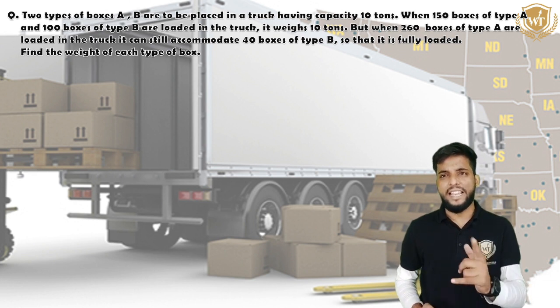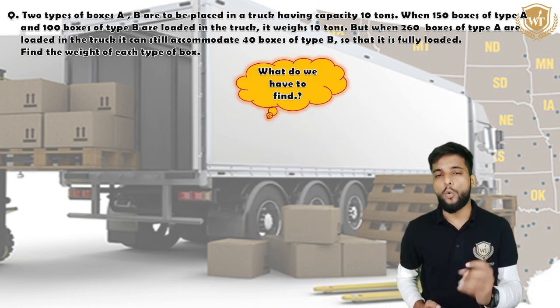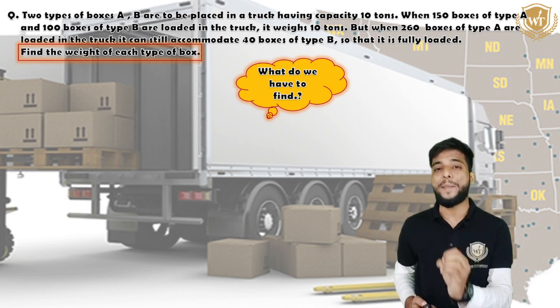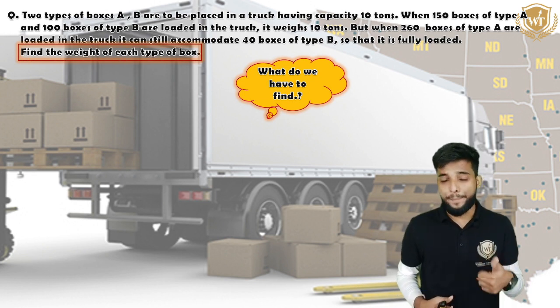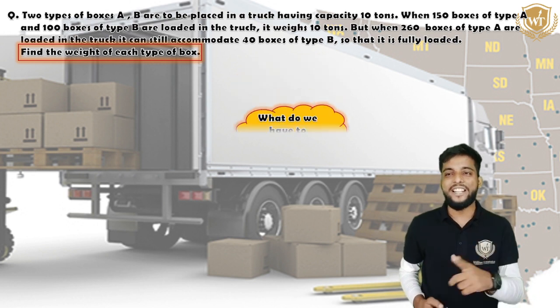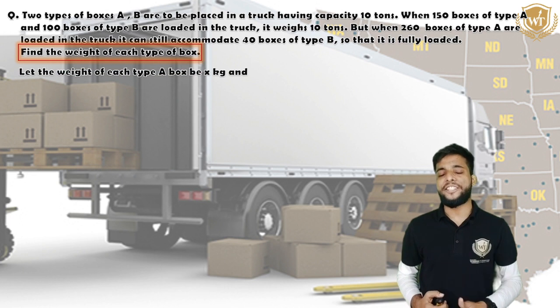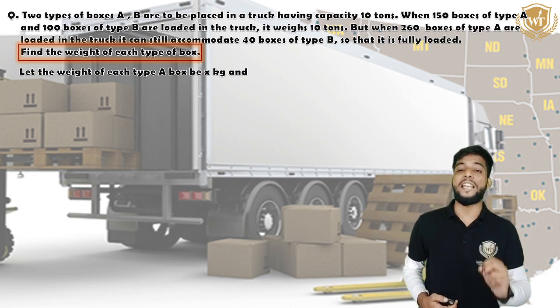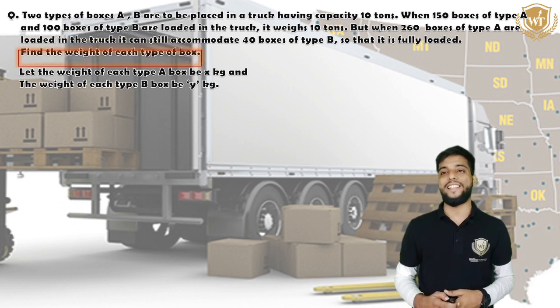चलो break down करते हैं and let us understand. सबसे पहले what do we have to find? We have to find the weight of each type of box. मतलब type A box का weight and type B box का weight, right? So let us assume the weight of each type A box as x kg and the weight of each type B box as y kg.